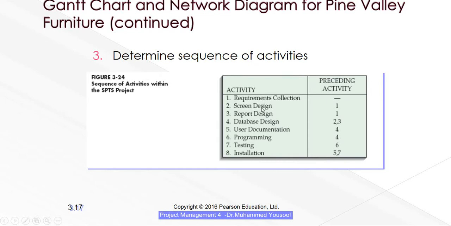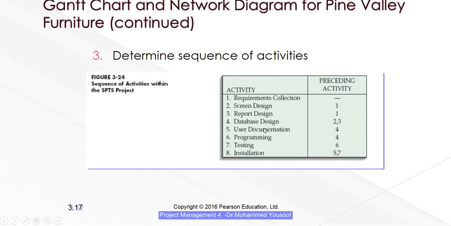Number 2 is screen design. Number 3 is report design. What does it mean? Based on the requirement collection only, you can do these 2 activities. So before you start 2 and 3, you should complete activity 1. You understand? Now look at 4. 2 and 3 should be completed if you want to start 4.